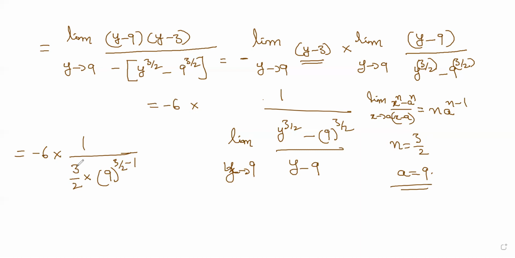So let's solve this. This happens to be 3 by 2, so 2 you can topple up. That is minus 4 into 9 power 3 by 2 minus 1, that is 9 power half. 9 power half is 3. So minus 4 by 3. Hence the answer.